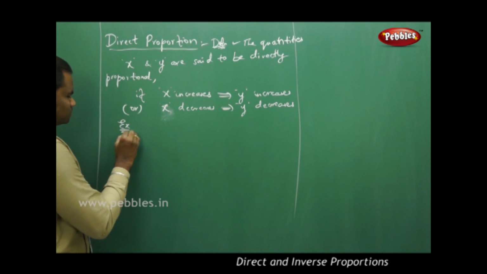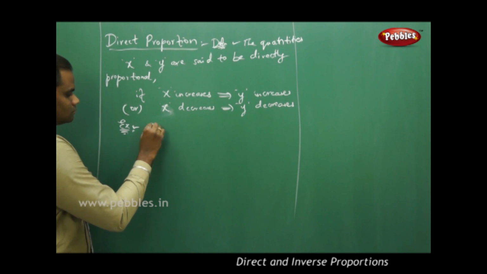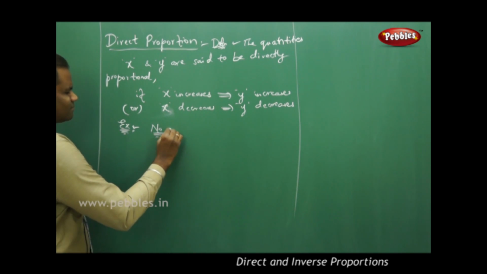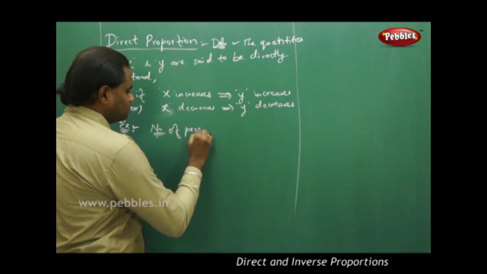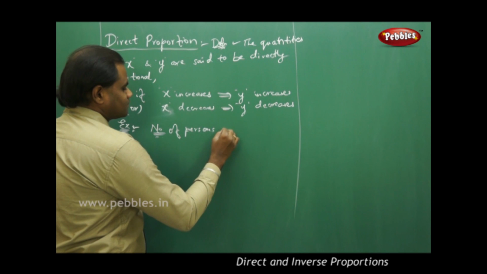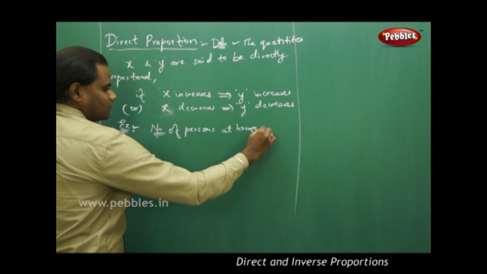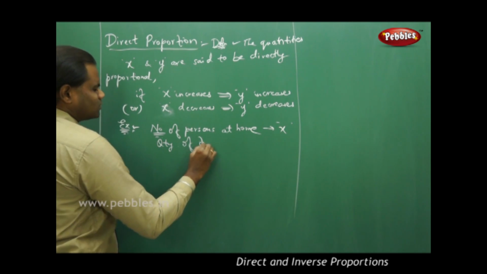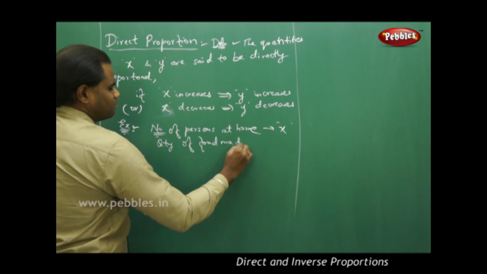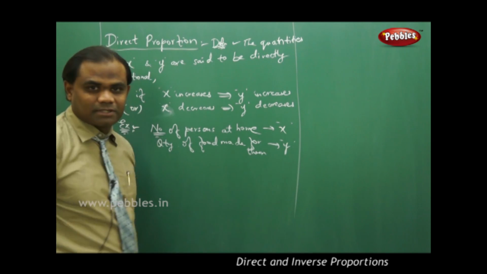For example, number of persons at home, if this is x, and quantity of food made for them is y, as I taken in the previous case.